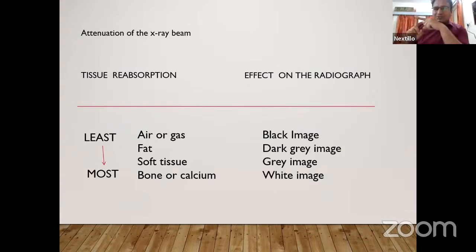Now first think about this: how do the bones look? Why do they appear white? Because bones are dense compared to the surrounding soft tissue. So there will be more attenuation, meaning they are going to stop the X-rays. Less X-ray is going to reach the film, so it will appear white. That's why bone appears white.